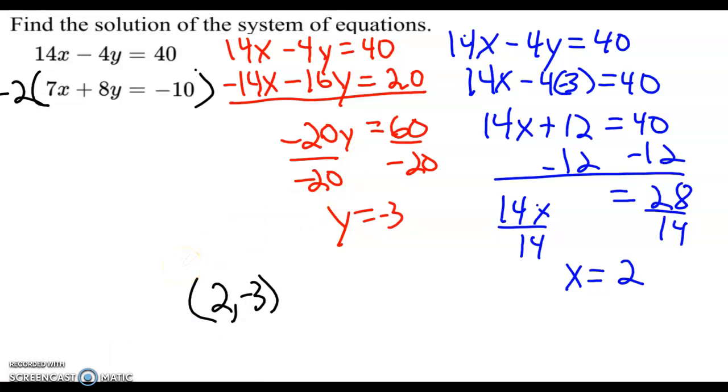So that's it. That is solving systems of equations by elimination, level 1 and level 2.